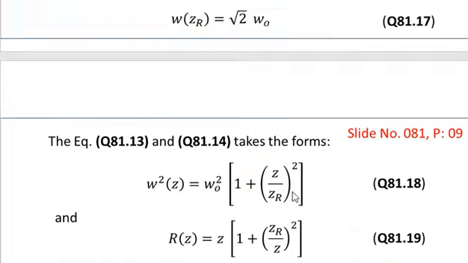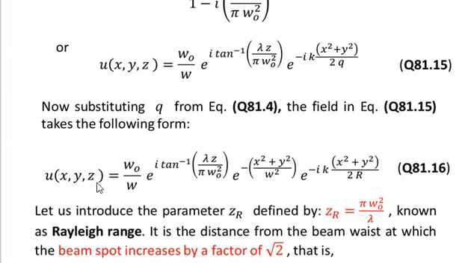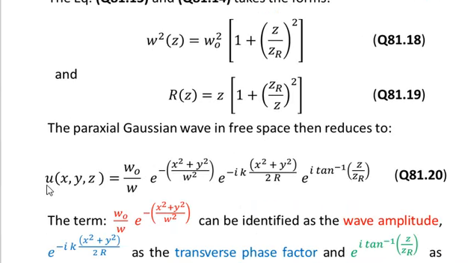The paraxial Gaussian wave in free space then reduces to, so we can introduce these values wherever possible, and then we can write the field at the xyz point, which is given over here. So u at xyz is equal to w naught over w, e to the power minus x square plus y square over w square, then e to the power minus iota k x square plus y square over 2R, then e to the power iota tan inverse of z over zr. So you see that here we can introduce zr over here. In the rest of the two equations, we couldn't introduce w of z and R of z.